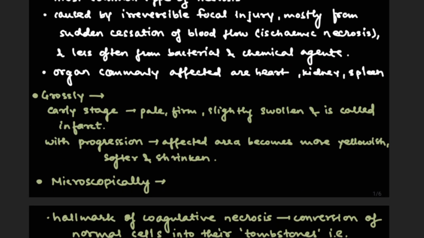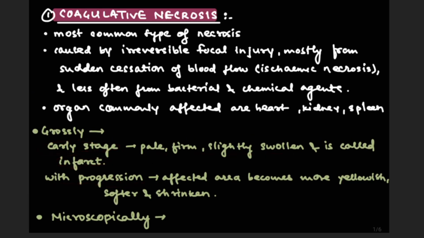Then the gross features. In the early stage, it is pale, firm, slightly swollen, and it is known as infarct. But with the progression, the affected area becomes more yellowish, softer, and shrunken. You can remember this by doing the opposite of this. Pale, it becomes yellowish, then firm, softer, and slightly swollen, shrunken.